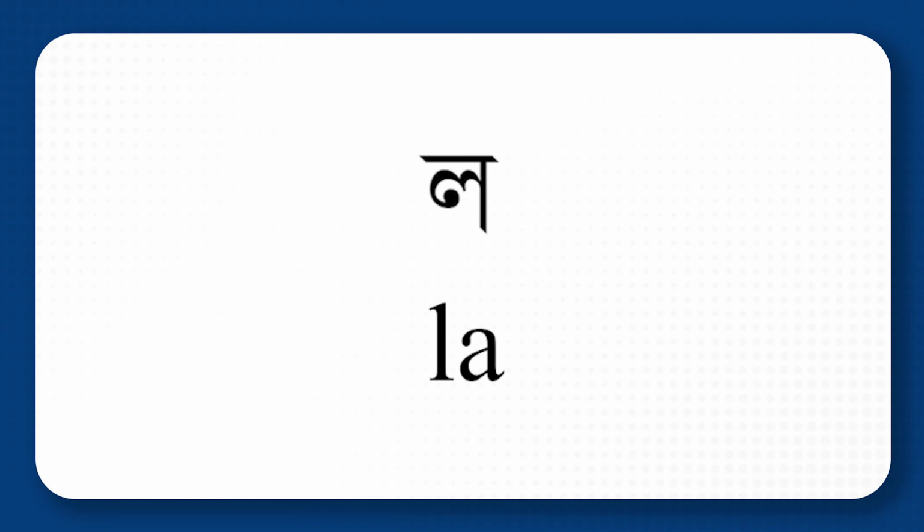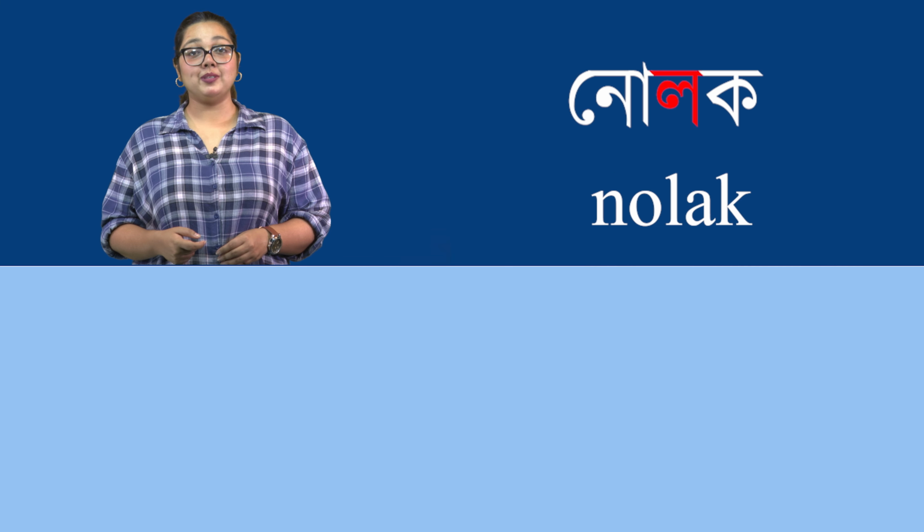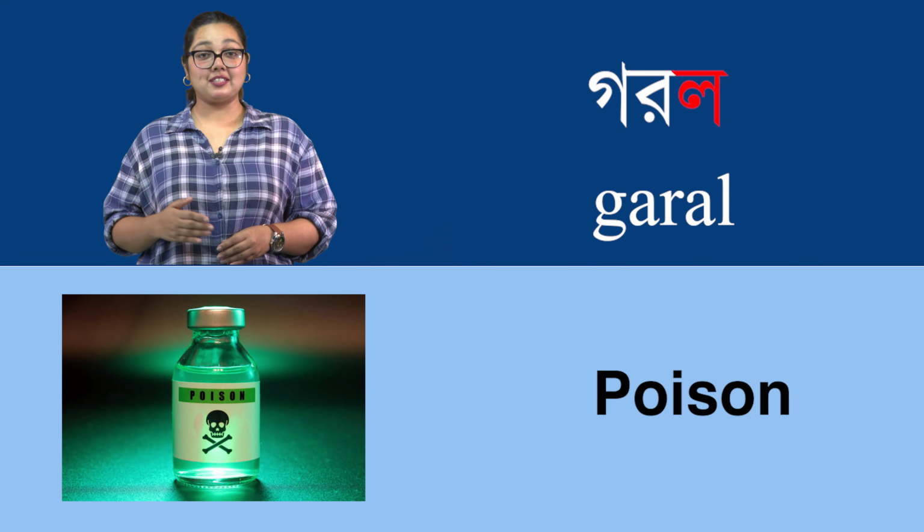The final letter of the set is Law. The pronunciation is similar to the law in the English word lot. There is a matra above the letter. This letter can occur word initially, such as in Lobon, which means salt, word medially in Nolok, which means septum ring, and word finally as in Gorol, which means poison.